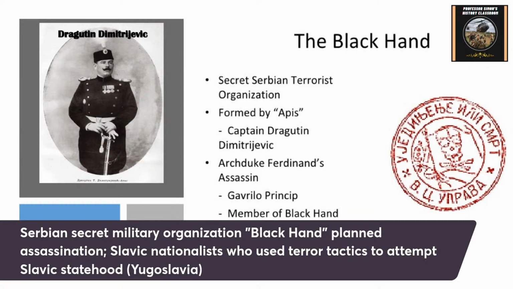And these Slavic nationalists that were there wanted to use terror tactics to hopefully create a Slavic state in that part of the world, the Balkans, which they later referred to after World War I as being called Yugoslavia. And so they thought that if they killed the Archduke, that would help lead to it, which I guess they kind of did later, of course, after the war.